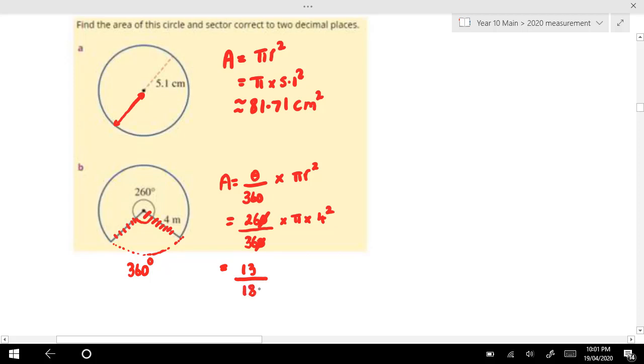Now, can we simplify that? No, because 13 is a prime number. It means that there's no other factors. This is prime, so we just stop there. Okay, you know that you've simplified it when you have your prime as your numerator.